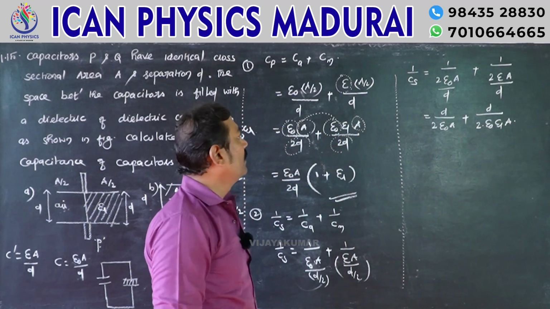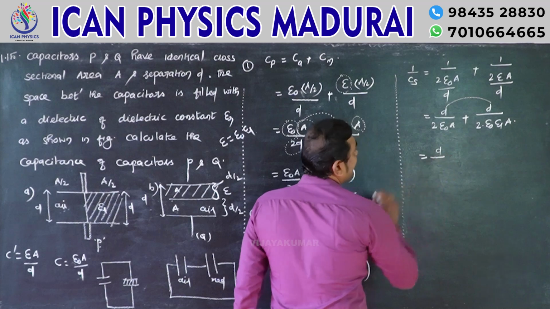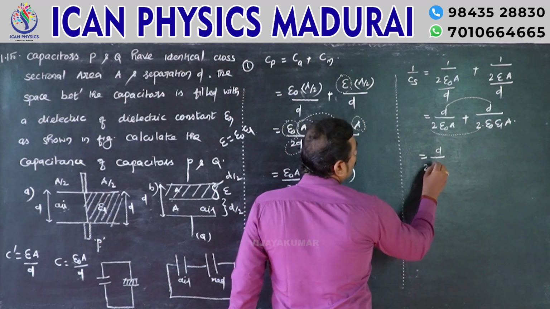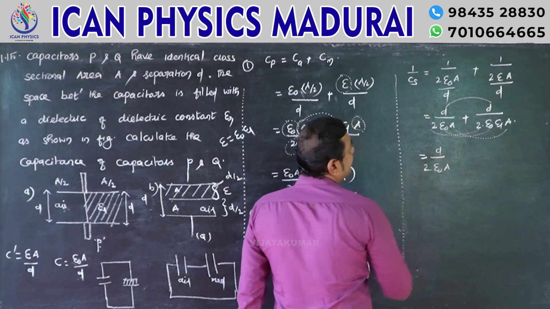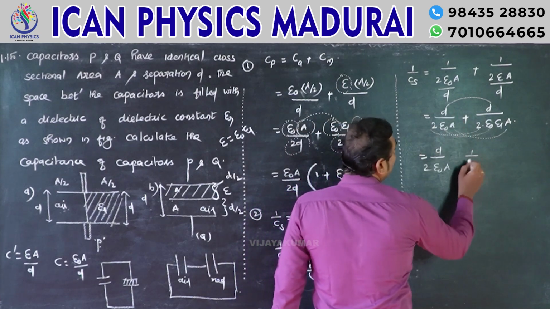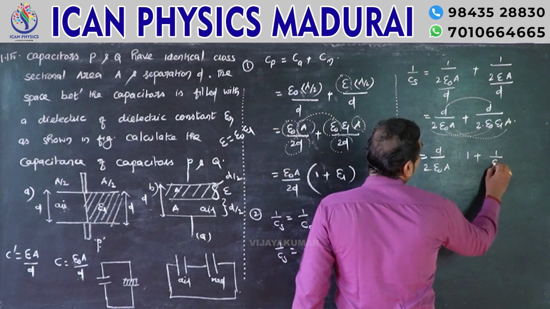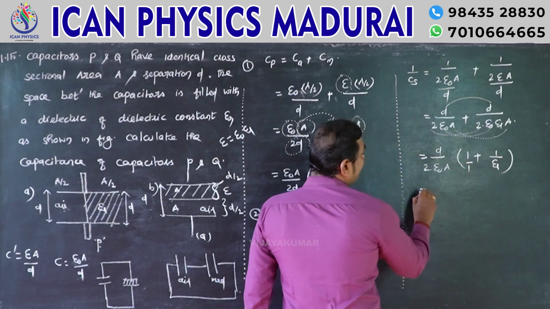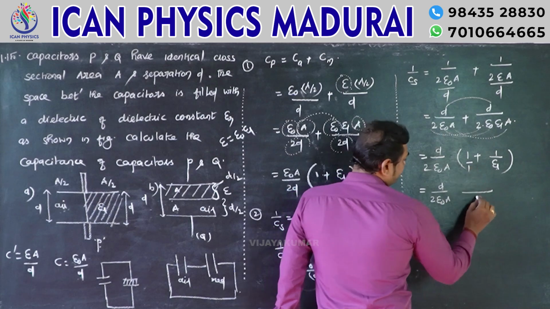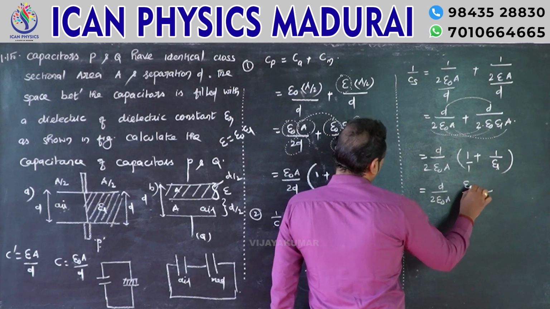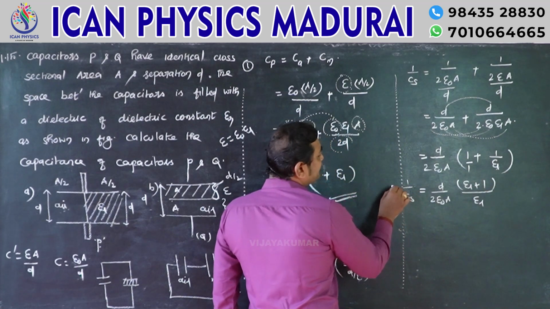Now D by 2 epsilon 0 A is taken as common. When we take all the terms as common, it becomes 1 plus, here, 1 by epsilon R. Now we can take the LCM. D by 2 epsilon 0 A, 1 into epsilon R, when we cross multiply, epsilon R plus 1. So that is the value of 1 by Cs.